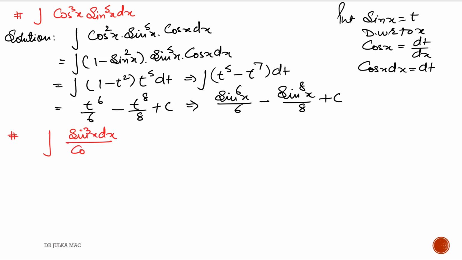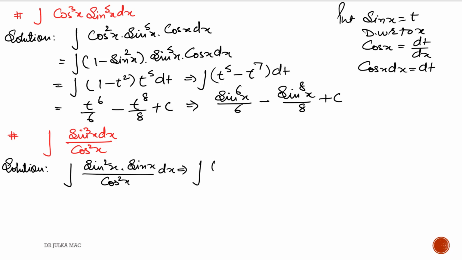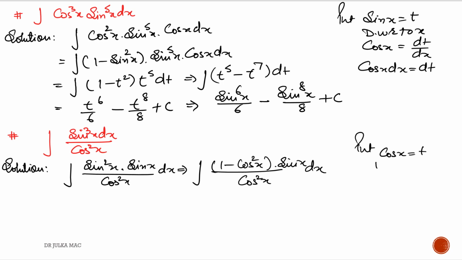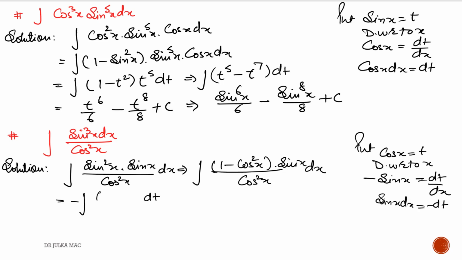Next question. Sin cube x divided by cos square x. Here we break the odd power in the numerator. So it is sin square x into sin x divided by cos square x. Now sin square x is 1 minus cos square x. Put cos x equals t. When we differentiate with respect to x both sides, we'll get minus sin x equals dt by dx. So sin x dx equals minus dt. Replace sin x dx by minus dt and cos x by t.